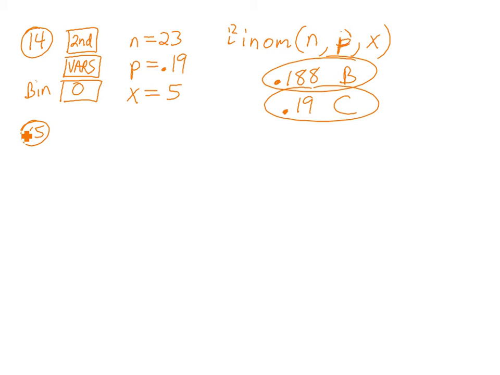Number 15, the other binomial probability. This time our N is 12. We're picking out of 12 men. Our probability is 65%.